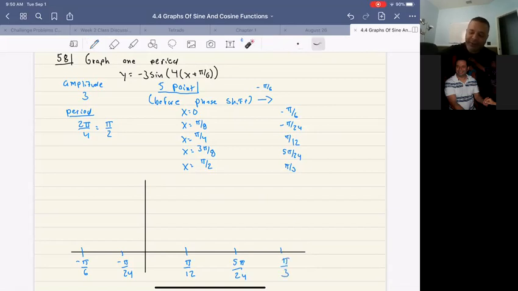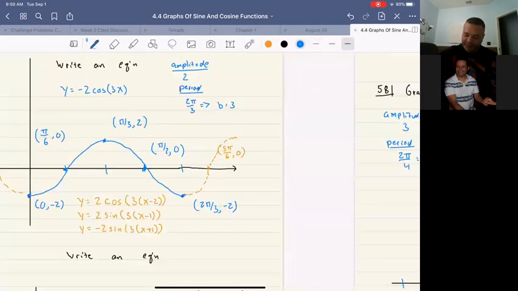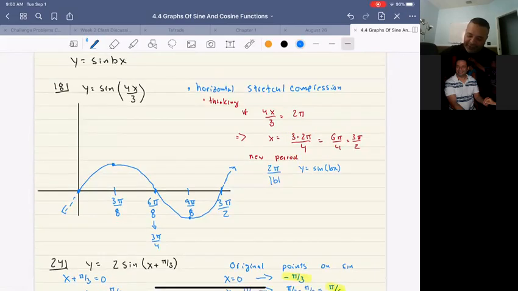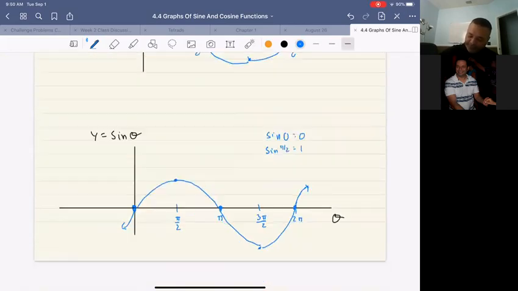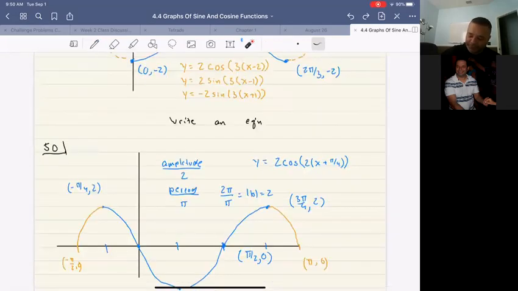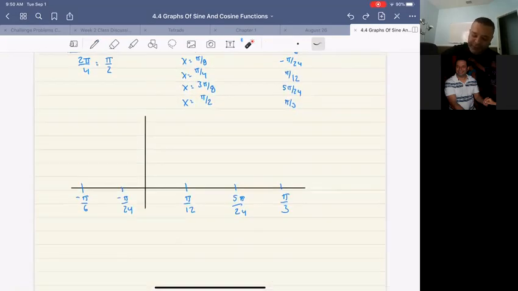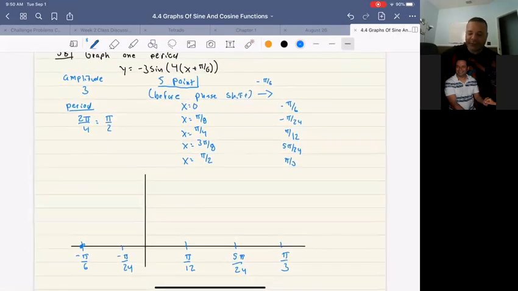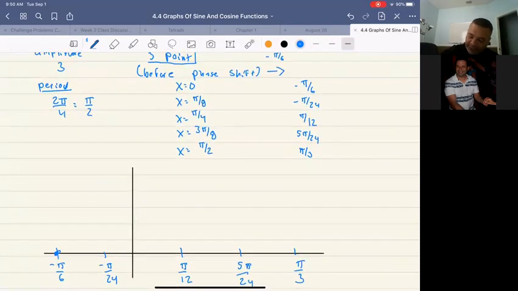Okay, now, this is a sine graph that goes down 3. But a sine graph, remember, starts in the middle, and then it goes up. But because ours has a negative, it's going to go down. So middle, the next point is going to be down at -3.